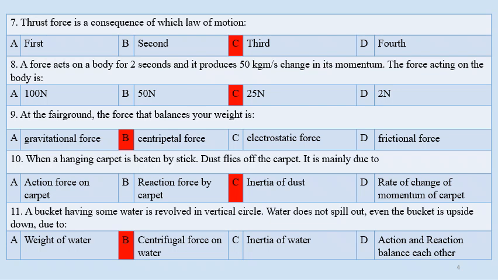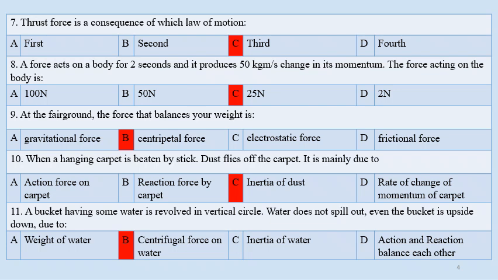Okay, question number 9: At the fairground, the force that balances your weight is centripetal force, because in a circular ride, your weight is directed towards the earth and the inward pull needed to keep you moving in a circle is the centripetal force. At certain points in the motion, this inward centripetal force counteracts your weight to maintain your circular path.